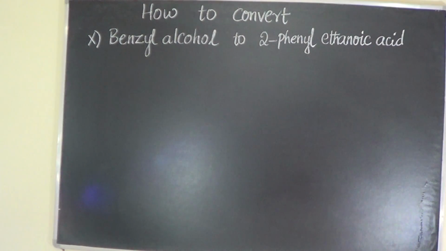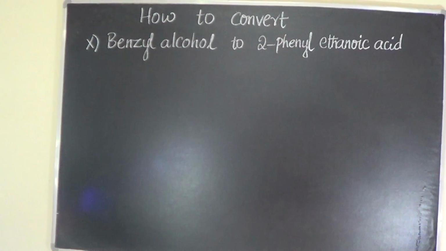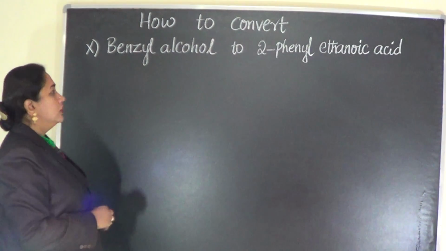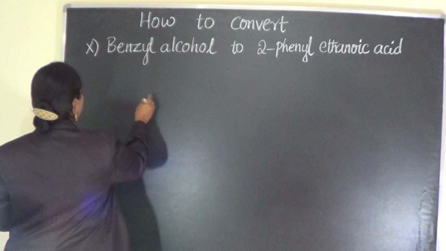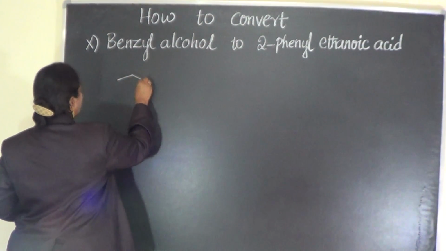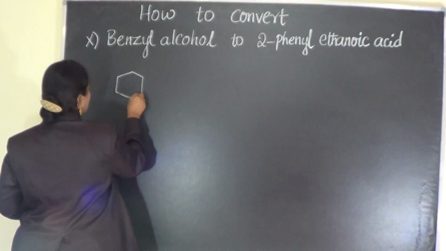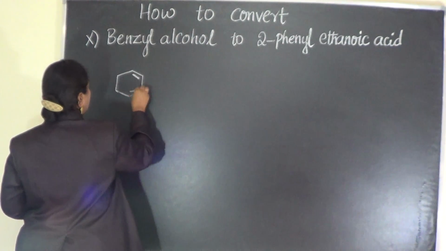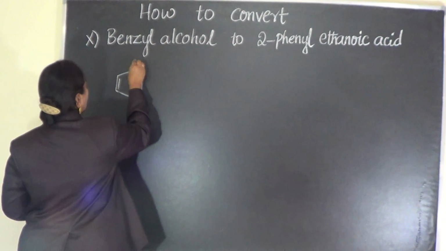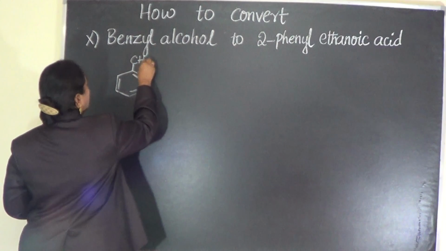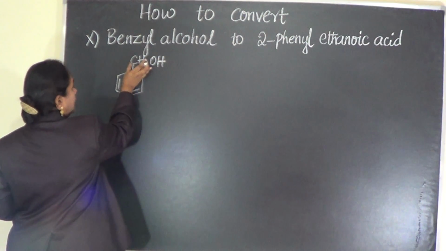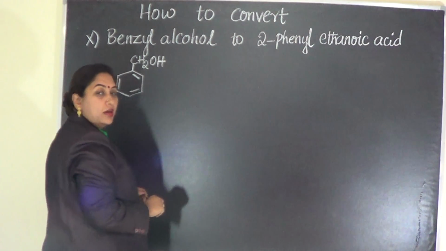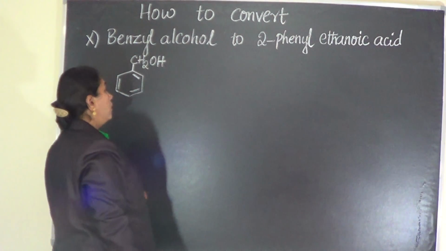In this video lesson, let us understand about the conversion of benzyl alcohol to 2-phenyl ethanoic acid. Now, what is this benzyl alcohol? In one of the previous video lessons also, we have learned the structure of benzyl alcohol. To the benzene ring, if CH2OH is attached, then it is called benzyl alcohol.